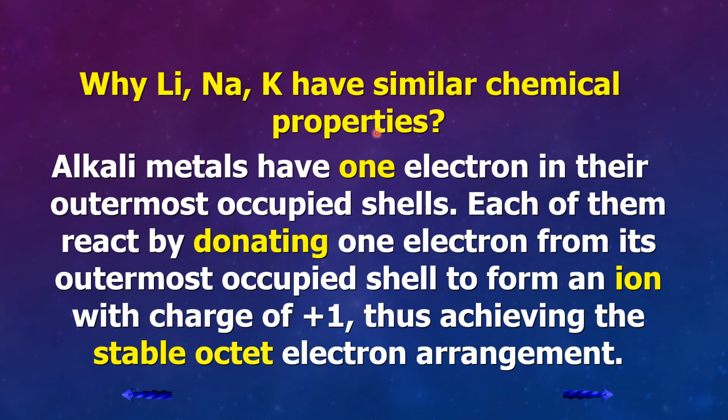Why do lithium, sodium, potassium have similar chemical properties? Of course, because they have one valence electron. Okay, so all alkali metals, which are lithium, sodium, potassium, have one electron in the outermost occupied shell, which is the valence electron. Each of them reacts by donating one electron from its outermost occupied shell to form an ion with a charge of +1, thus achieving the stable octet electron arrangement. That's the purpose. Okay.